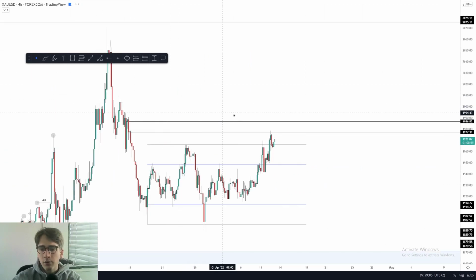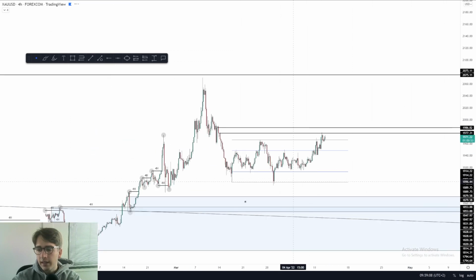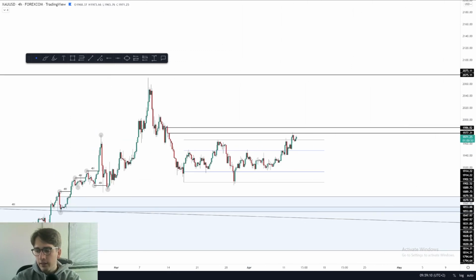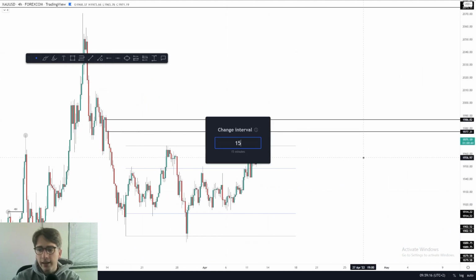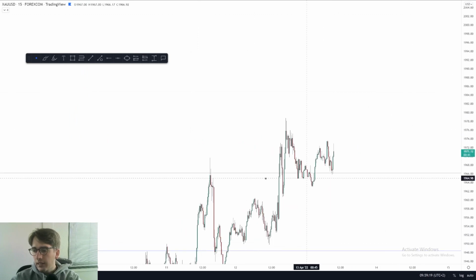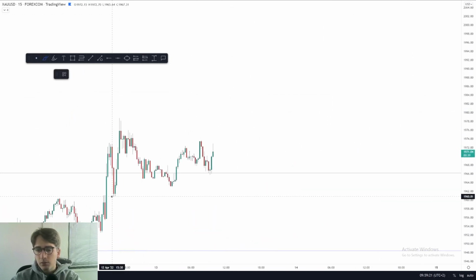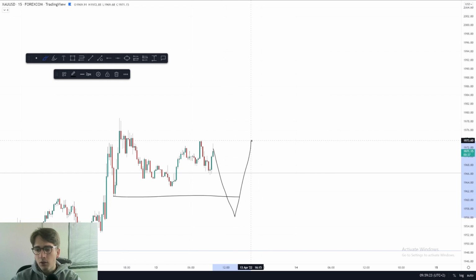Looking at this 4-hour, I would prefer for gold to start tanking back down lower. But again, very messy. However, it is potentially looking good to see a drop from this location, as we've already seen over here. Looking at the 15-minute for now, I want it to break this low. Once that low gets broken, I'll look for shorts.